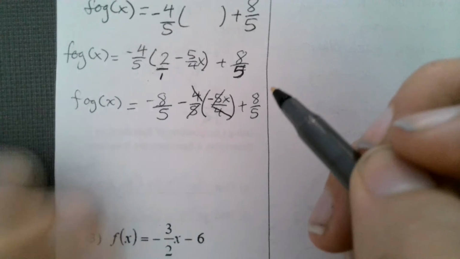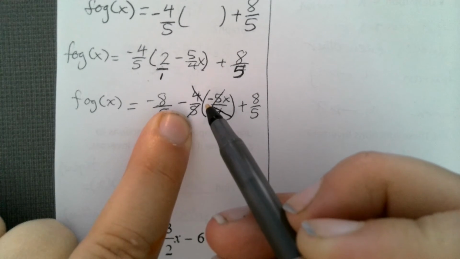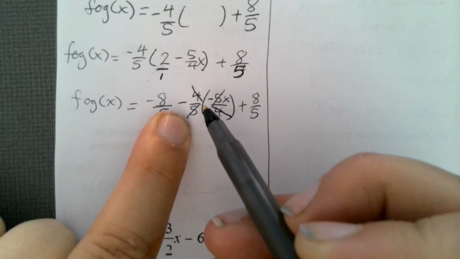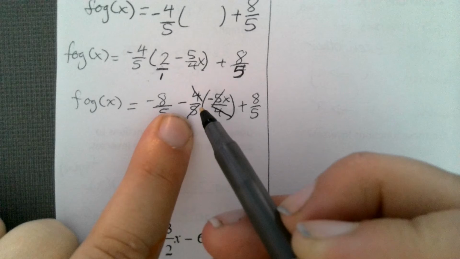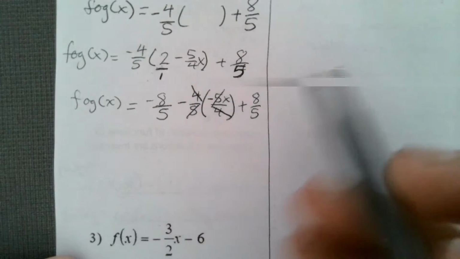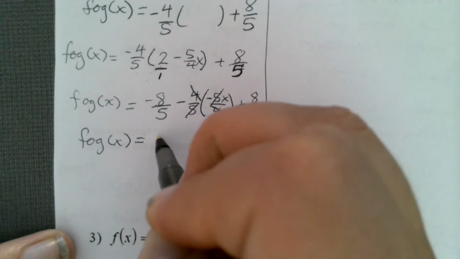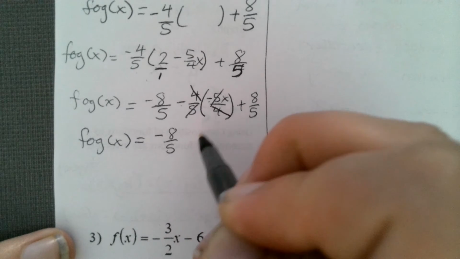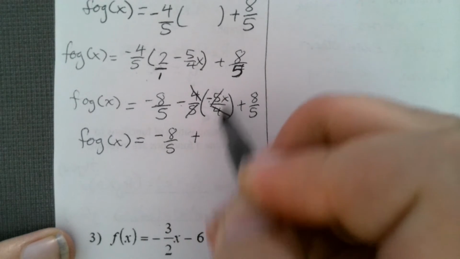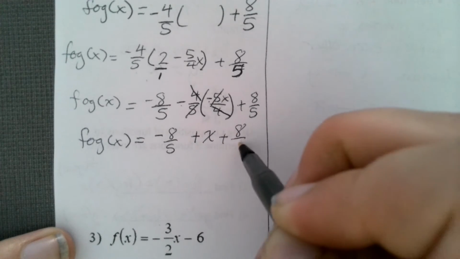Andrew, what do two negatives make? A sign. What's the sign going to be? Positive or negative? Negative times a negative is a? Positive. So I've got negative 8 over 5. Negative times a negative is a positive. The x comes down. Plus 8 over 5.